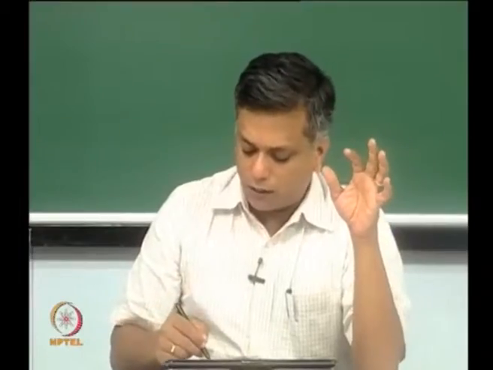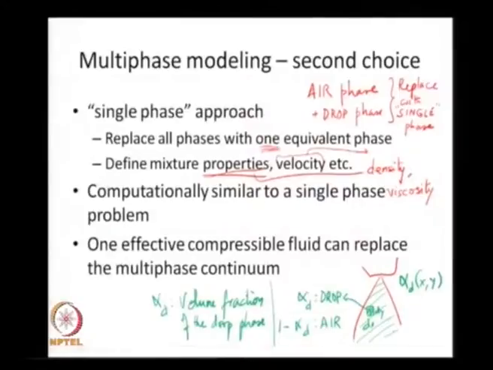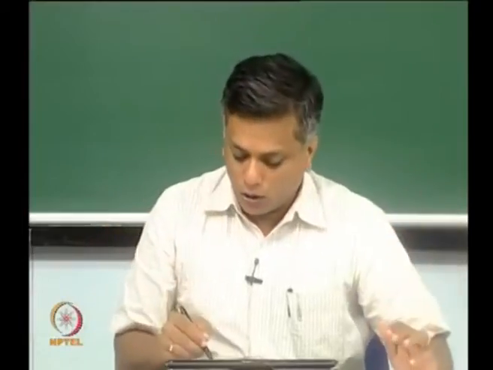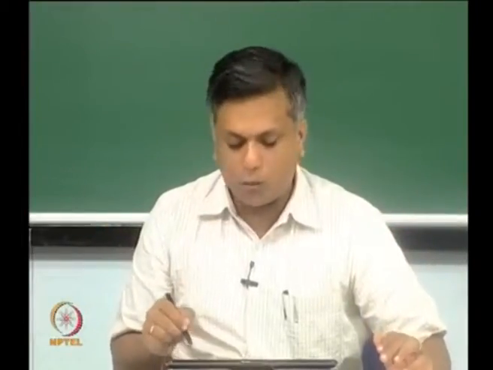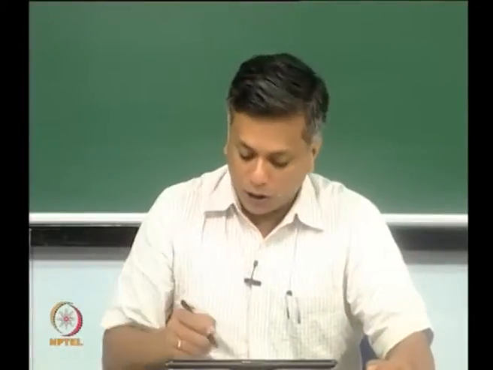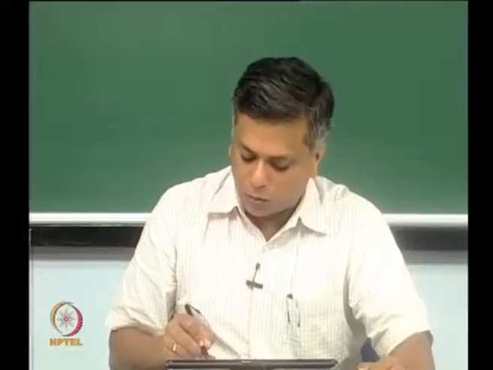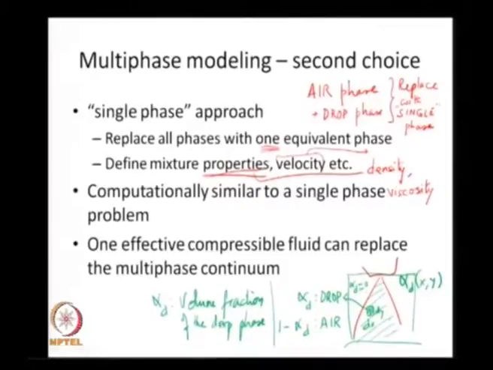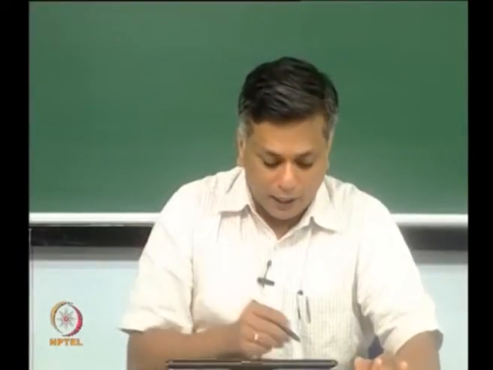Now, a spray is like a smeared out entity. So, I know alpha d in some domain including the spray. Potentially alpha d here is very close to 0, because there are hardly any drops in that part. But if I take a domain, I know alpha d as a function of x and y in there, and I can define a mixture density.